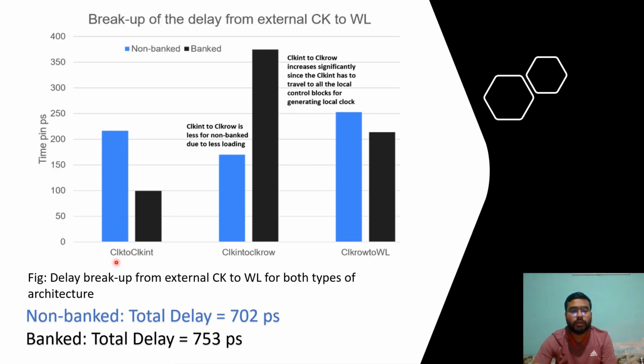The data presented here explains the delay breakdown for banked and non-banked architecture. There are three segments of delay: clock to clock in delay, clock in to clock row delay, and clock row to word line delay. The clock in to clock row delay is less for non-banked architecture due to less loading. The clock in to clock row delay for banked architecture increases significantly since the clock has to travel to all the local control blocks for generating the local clock. The overall delay for non-banked architecture is 702 picoseconds, and for banked architecture it is 753 picoseconds.